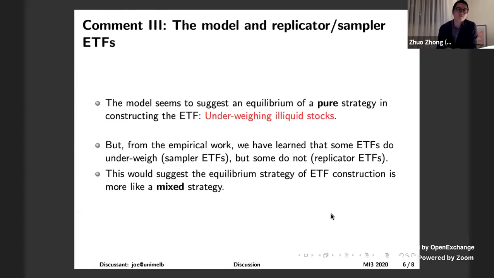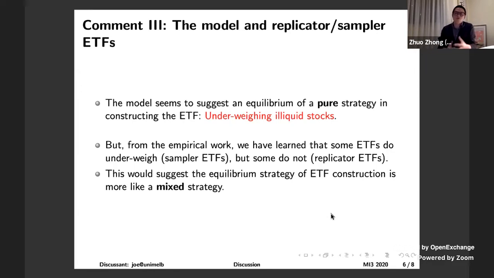The last comment I have is linked to the model of this paper. The model in the paper seems to suggest an equilibrium of a pure strategy in constructing the ETF, i.e. underweighing illiquid stocks. It feels like there's only one strategy because there's only one representative ETF provider in the model. But in the empirical work, we have learned that ETF providers don't act the same. Some ETF providers do produce so-called sampler ETFs, the underweighing one, but some do not. Some produce replicator ETFs, exactly replicating the full index.